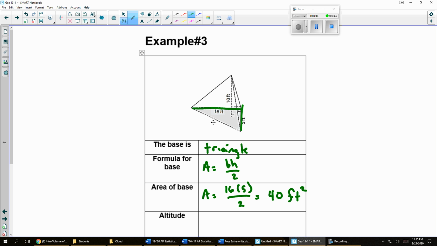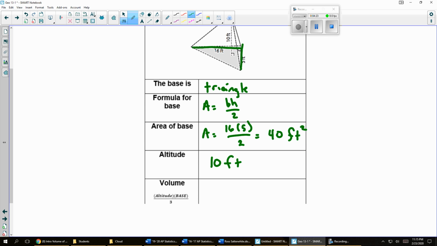The altitude is how tall the whole pyramid is. That's 10 feet. That distance that's perpendicular to the base. And so now my volume is the altitude times the area of the base divided by 3. That's 400 divided by 3, or 133.3 cubic feet.